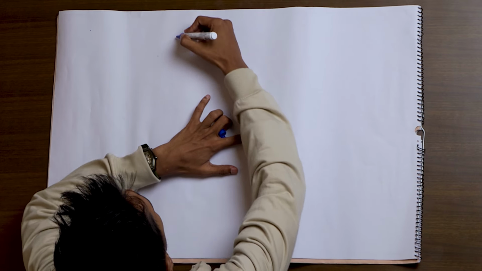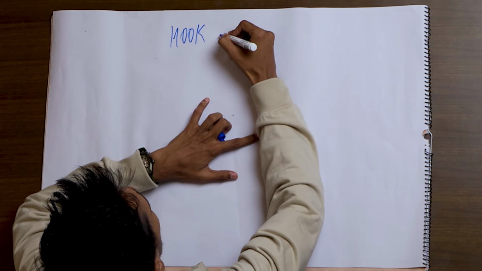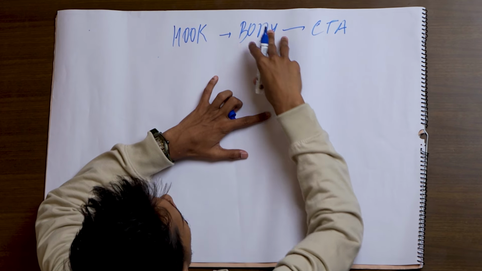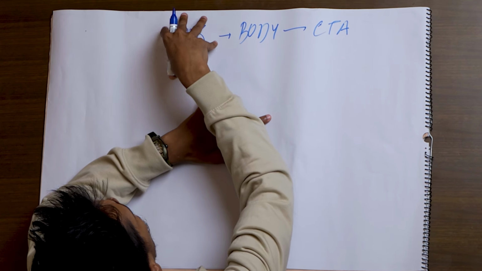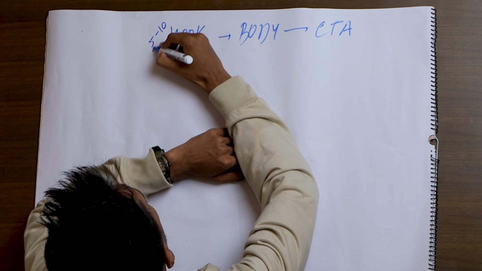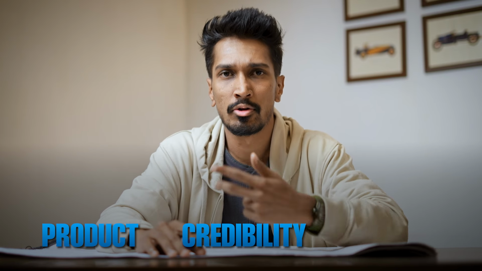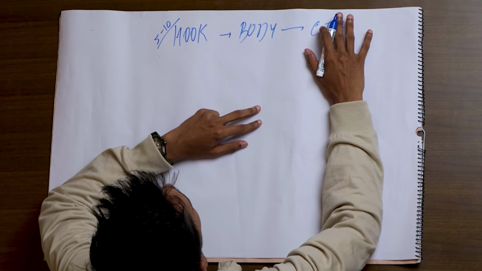Now, to start off with, the first thing that you need to understand about ads is that you have something called a hook, you have something called a body, and then you have something called a CTA. Now, this is a very standard approach of making ads, right? So every ad has a hook, every ad has a body, every ad has a CTA. A hook is something that is 5 to 10 seconds that you do in the start. The body is the main part where you talk about the product, your credibility about yourself and everything. And the last part is CTA, the call to action.